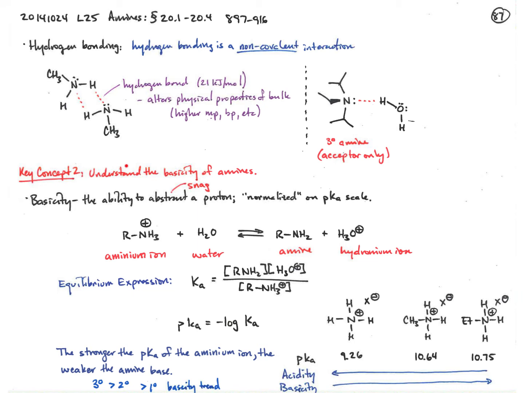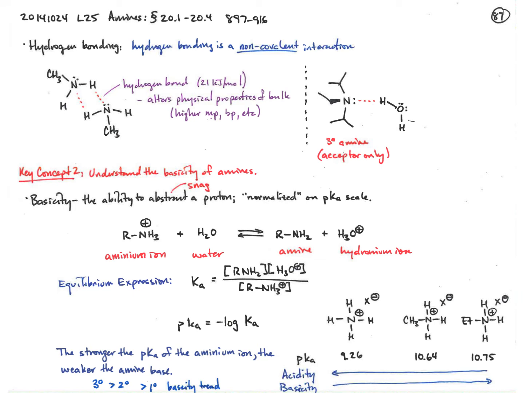So our second key concept is understanding the basicity of amines. Again, basicity is the ability to abstract a proton. This is normalized on a pKa scale. So let's consider what this really means, because pKa is acidity, pKb is basicity, but when we're talking about basicity, all the experiments are measured on the acidity scale, so there's a relationship that we have to discuss here.